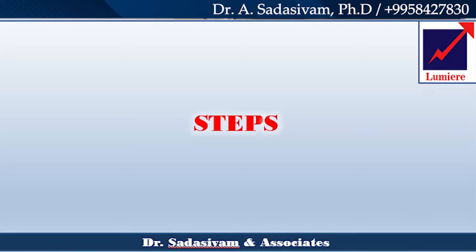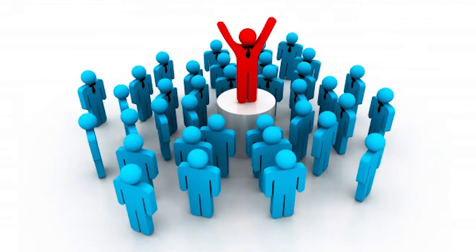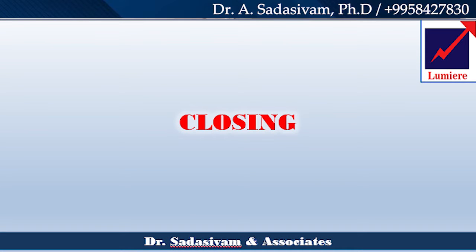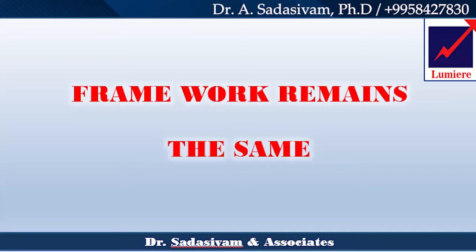But in general, it consists of the following steps, starting with prospecting, and then pre-approach, approaching the prospects, that's the real time of selling, making the sales presentation, dealing with consumer objections, closing the sale, and then follow up on the sale. Like I mentioned to you, this process changes from product to product. Broadly, the framework remains the same. So we will talk a little bit about each one of the stages involved in the selling process.